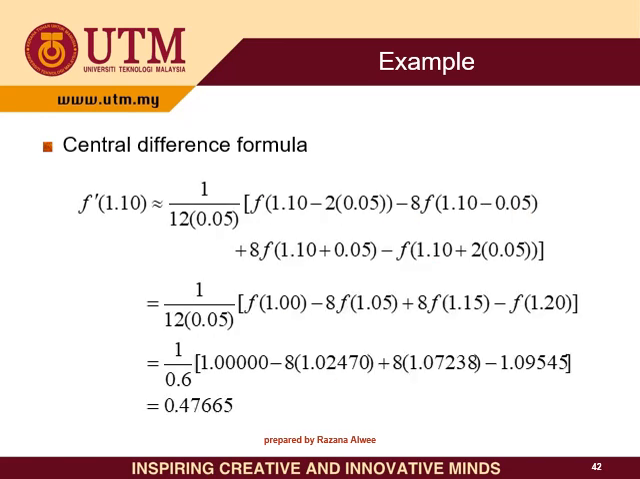Central difference formula, same. This is the point that you want, 1.10. This is your h. This is 1.10 minus 2 times 0.05, the two previous, then the previous is minus 0.05, and then plus 0.05 and plus 2 times 0.05. So you will actually get 1.00, 1.05, 1.15, 1.20. There is no xi, no 1.10 inside the calculation here. For central difference formula, the points inside the calculation are only 4. So we put in the f(x) for each of the points from the table, and you will get your answer.